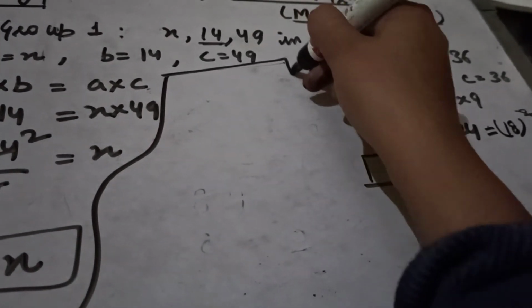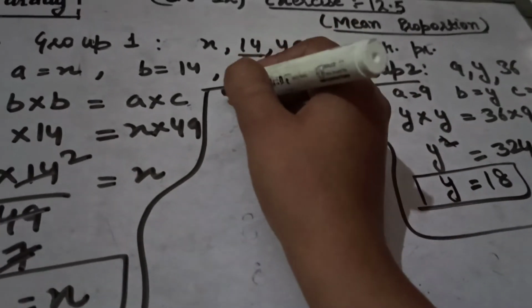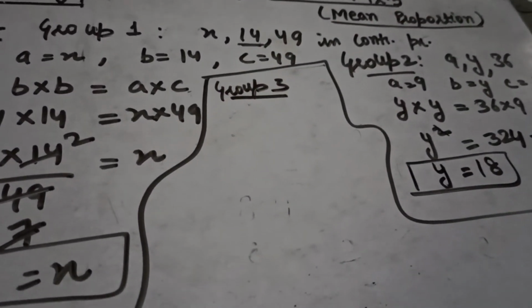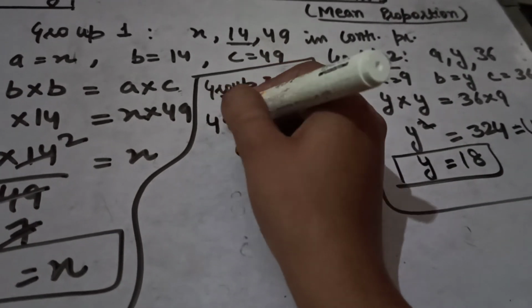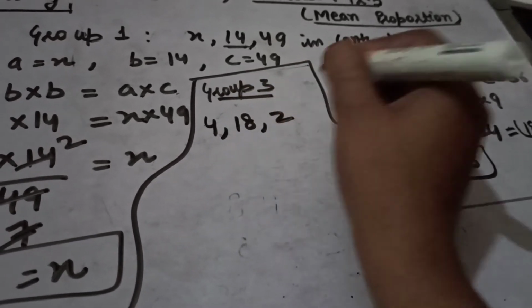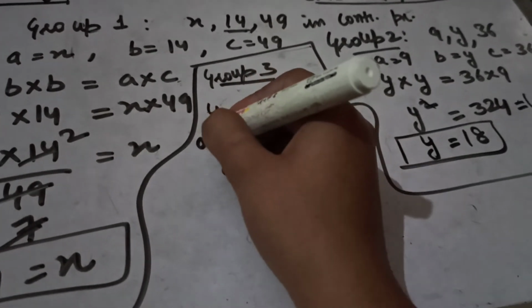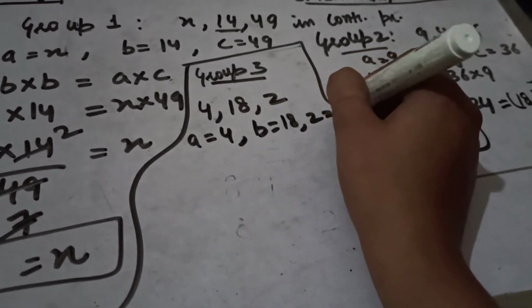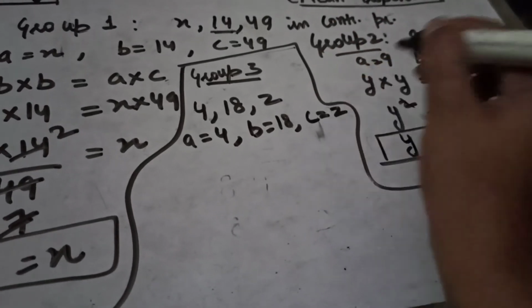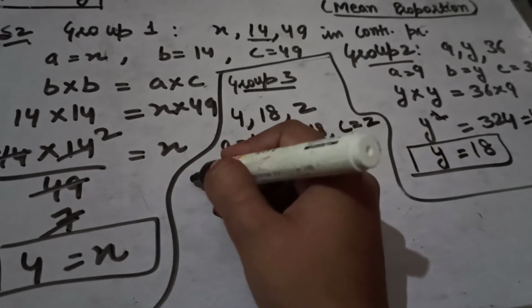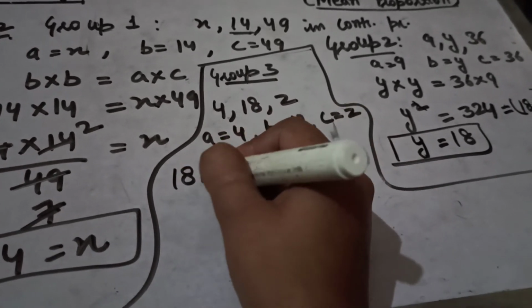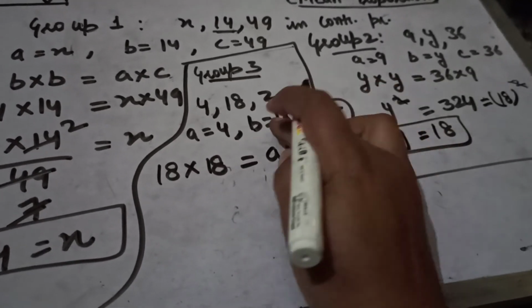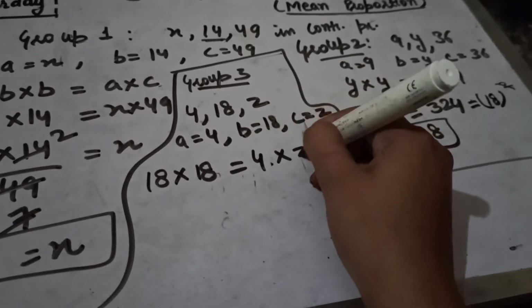Now come to the third group. In the third group, they said that x, y and z are also in proportion, means 4, 18 and z are also in proportion. So here A equals 4, B equals 18 and C equals z, right? Same formula we apply. B cross B equals A cross C, or you can say 4 cross z.